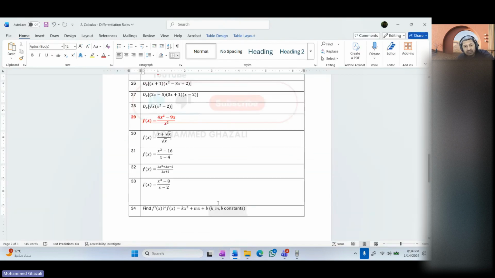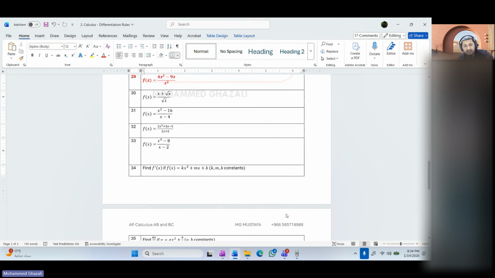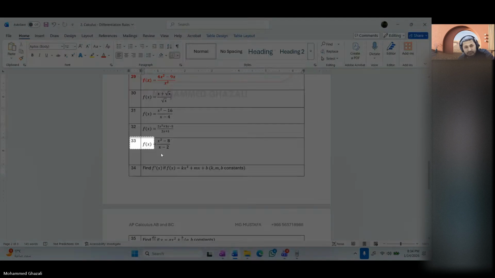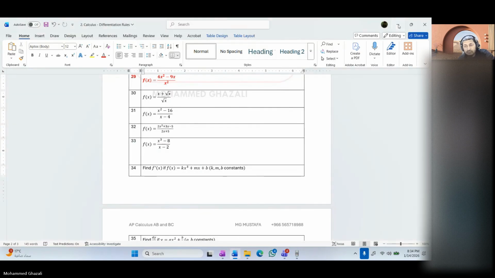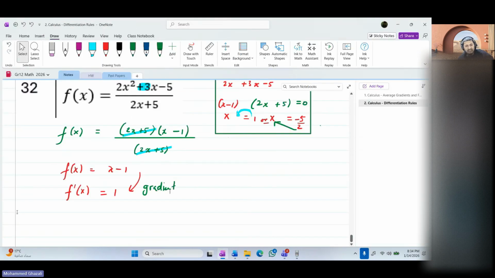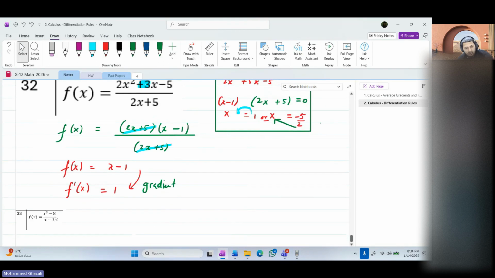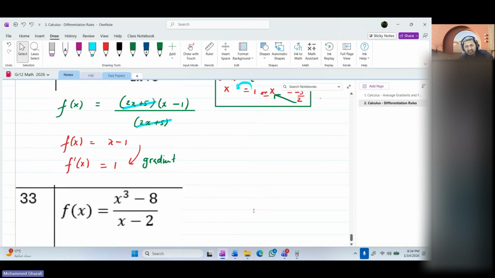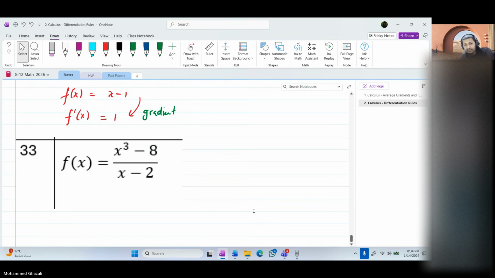Right, so nice. You can see the problems are all different. Now let's look at question 33. Because we're going into factorization now, all your knowledge of factorization comes in. Now x cubed minus 8. If you don't know how to factorize, how are you going to solve x cubed minus 8?